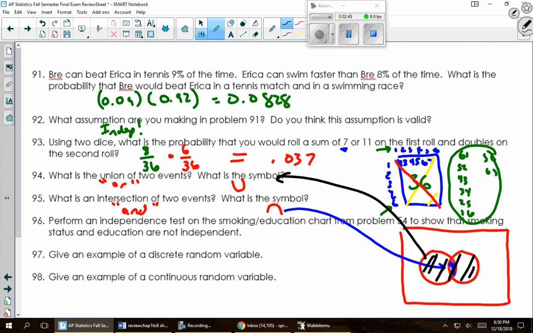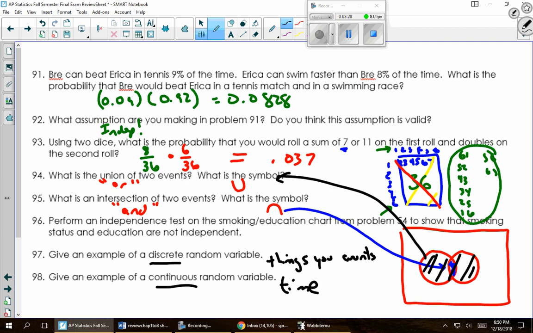Let me go ahead and do number 97 and 98. It says, give an example of a discrete or a continuous random variable. A very easy continuous one is time, because time just goes continuously. As specific as you want to try to measure it, you can. A discrete random variable is when you're counting anything. So things you count, like, for example, the number of kids in a family, the number of cars on the highway, the number of classes that a student passes, or the number of students in a class. Those are all discrete because you're counting them.